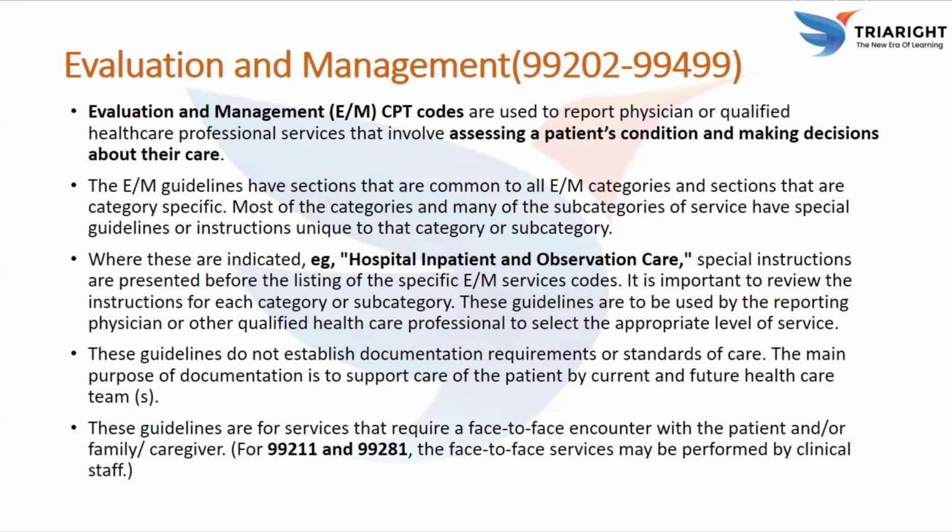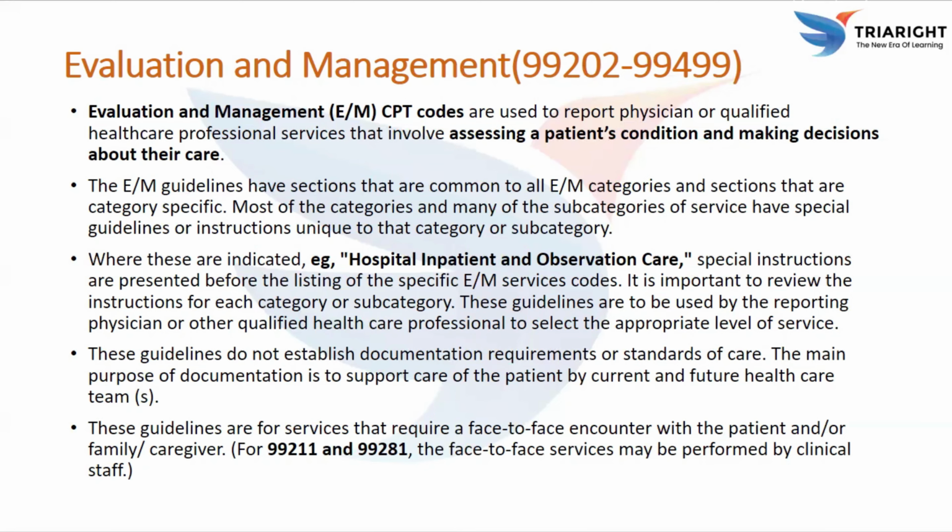So the code range for evaluation and management is 99202 to 99499. This range includes many categories of E&M services such as office or outpatient visits, hospital inpatient and observation care, emergency department visits, nursing facility services, home visits and preventive medicine services, as well as prolonged services and care management. So not all E&M codes are used the same way. Each category has its own rules.